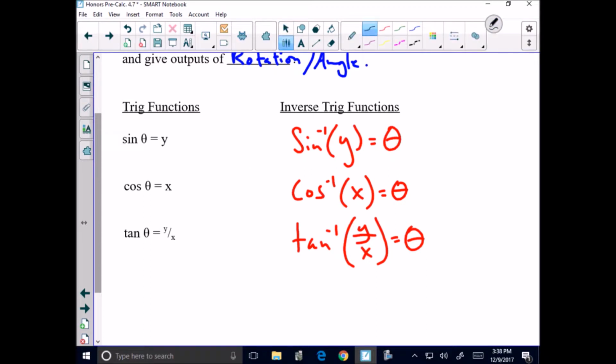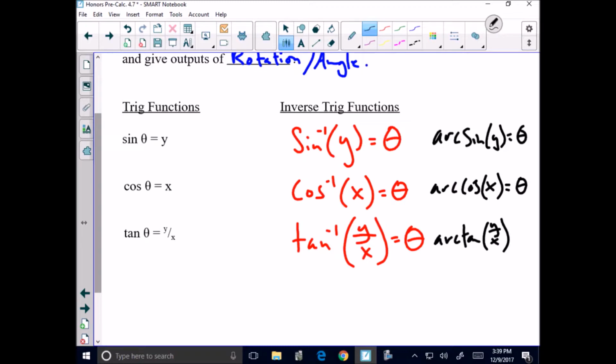We have another notation for the inverse trig functions, and that is arc. In general, we say arc sine is going to evaluate the y value on the perimeter of the unit circle and give us the rotation where that y value happens. Arc cosine is going to take as its input the x value on the perimeter of the unit circle, and give us the rotation where that x value happens. And arc tan is going to take the y value divided by the x value on the perimeter of the unit circle and give us the rotation where that ratio happens.